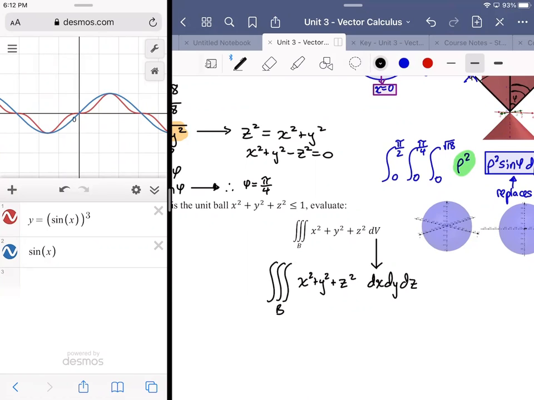But we don't want to go too crazy figuring out what those bounds are, because we're right about to kick it over into spherical coordinates. When we do that, the first thing we're going to do is replace the dx dy dz with rho squared sine phi d rho d phi d theta.